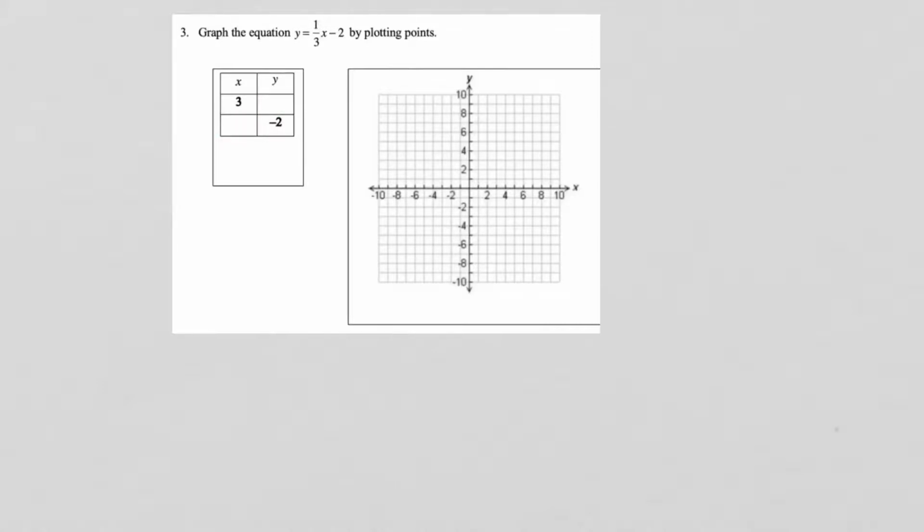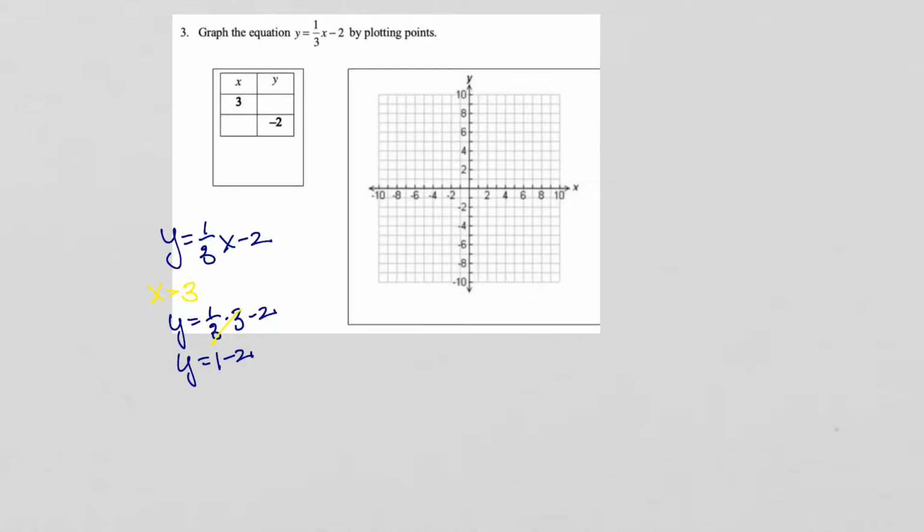So first of all, let's start here by, I'll just write that equation. y equals 1/3 x minus 2. And then when x is 3, right, we'll start here. When x is 3, we will get y equals 1/3 times 3 minus 2. And now these 3's cancel, so we're left with y equals 1 minus 2.